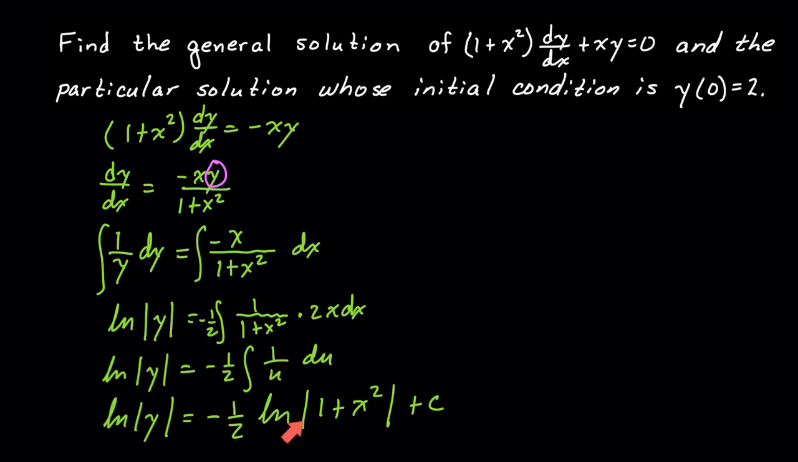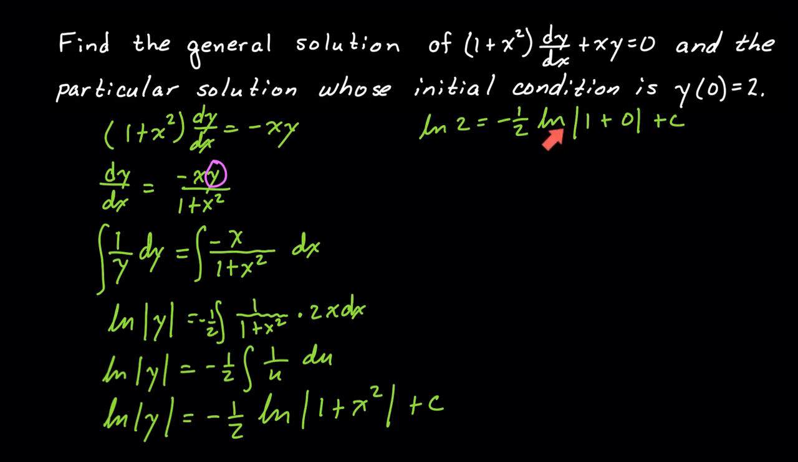All right, so now what we need to do is find out what c is, and that's given our initial condition. So we're going to substitute in, giving us natural log of y, which is 2, equals negative 1/2 natural log of 1 plus 0 squared, which is 0, plus c.